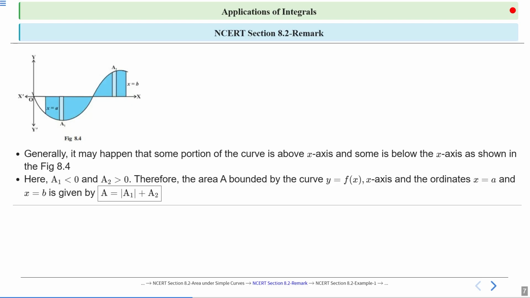So when the curve is such that some portion lies above the x-axis and some portion lies below the x-axis, to calculate the area of the entire region, we calculate the area in two portions. First, we calculate the area below the x-axis and the area above the x-axis. The area calculated below the x-axis, we take its absolute value, plus the area which we calculated above the x-axis. Okay.